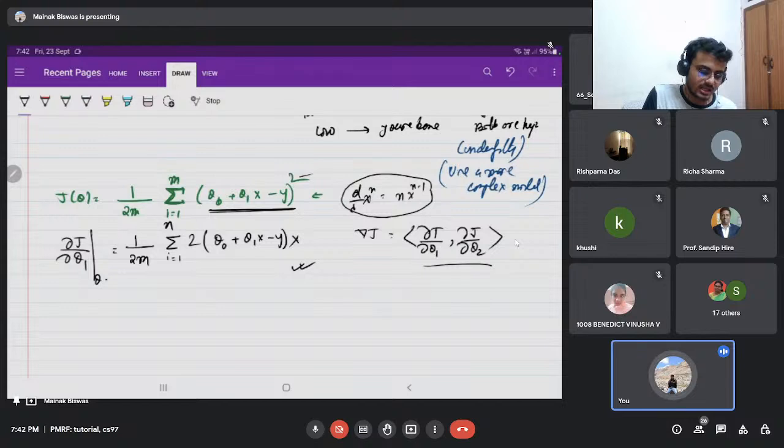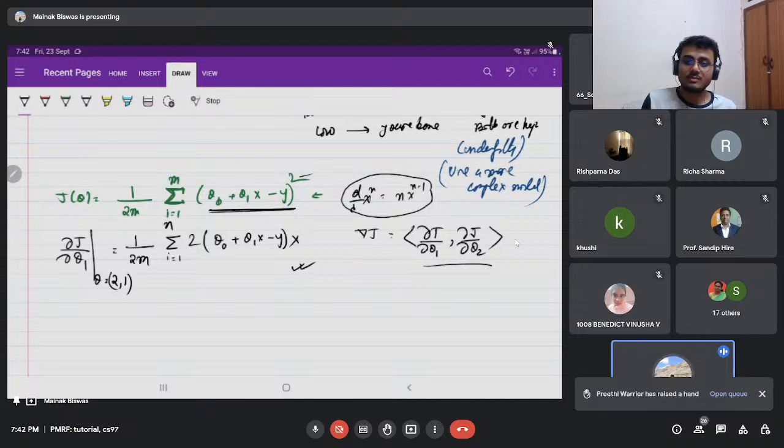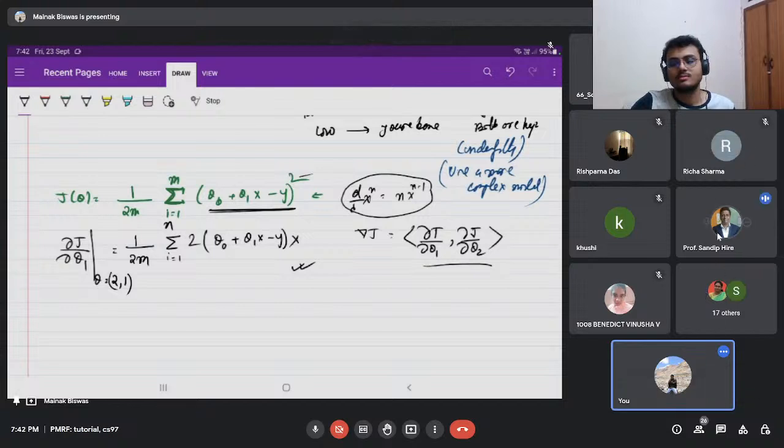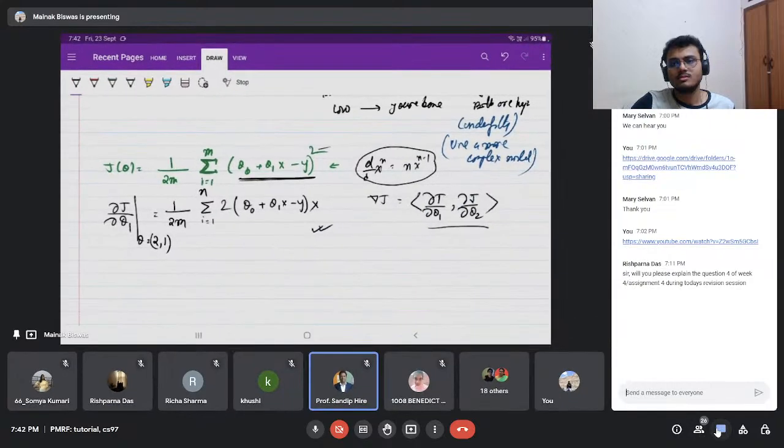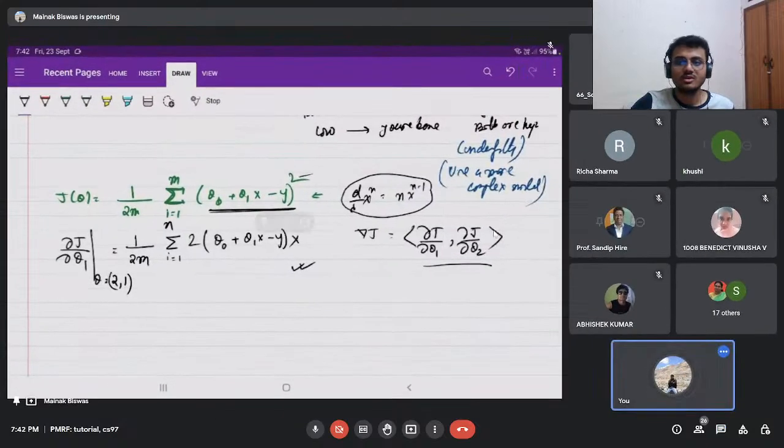You're told theta is equal to (2, 1). So never put the theta values in before taking the derivative, otherwise it's almost fully wrong. Preeti has a raised hand; she can type her question in the chat box if she cannot unmute herself. Anyways, this is the derivative, so let's put the values in and see.